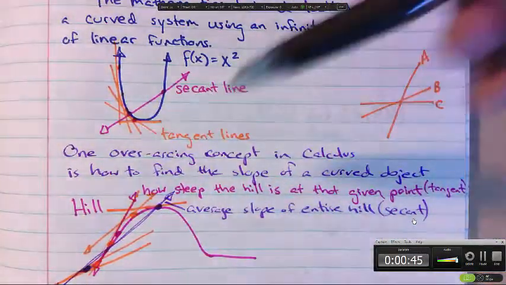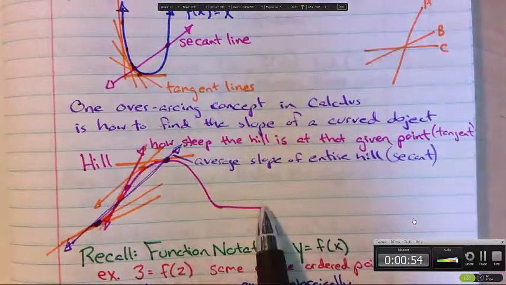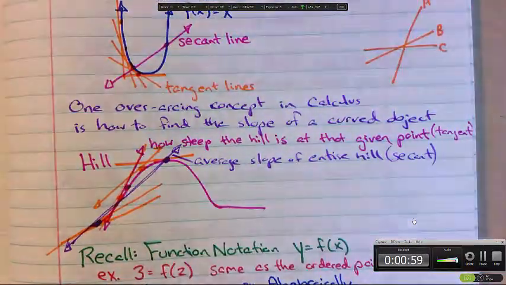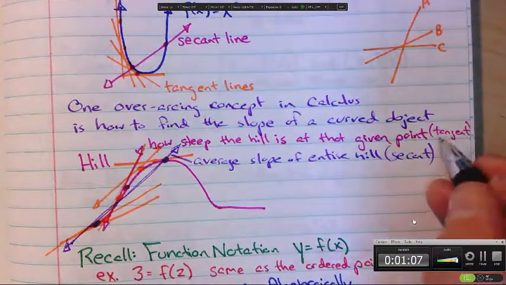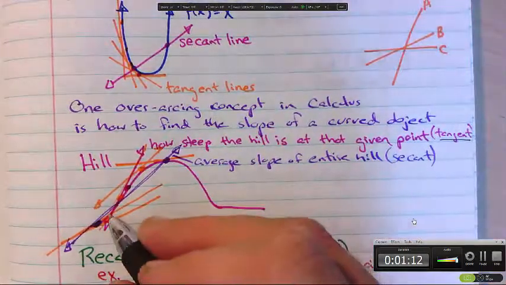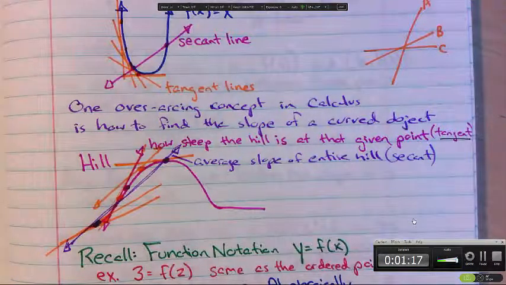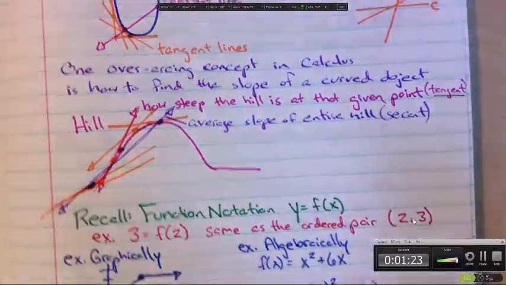So, with that said, one overarching concept in calculus is how do you find the slope of a curved object? And then I showed this example of the hill. If we have a hill that we're traveling on, and we want to find the slope of the hill at this point, well, we can't do that with basic linear algebra because in order to find the slope, we have to have 2 points. So, we can't find the slope of the tangent line because it's only 1 point, we need 2. We can find the average slope of the entire hill, taking the lowest point of the hill and the highest point of the hill, because now that's a secant line, and secant lines have 2 points, so therefore we can use the formula for slope, which we'll get to here in a minute.